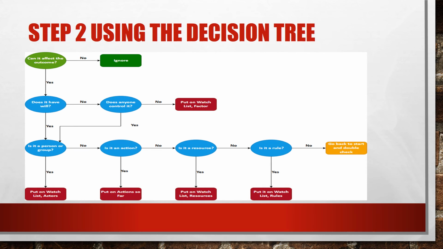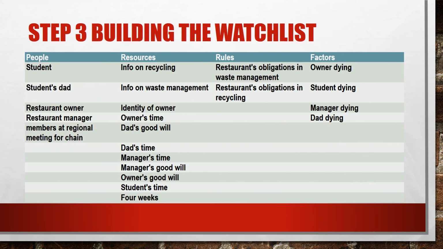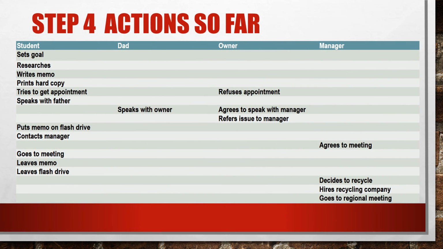Each element is analyzed using the decision tree. And here's a completed watch list for our example. Listed here are the actions taken so far by each of the actors.